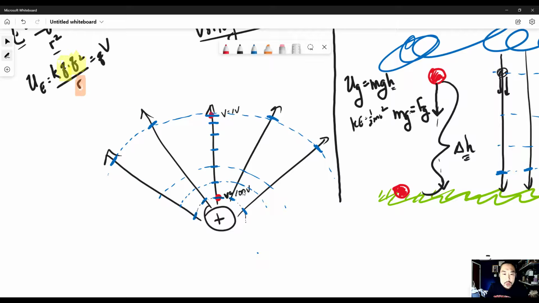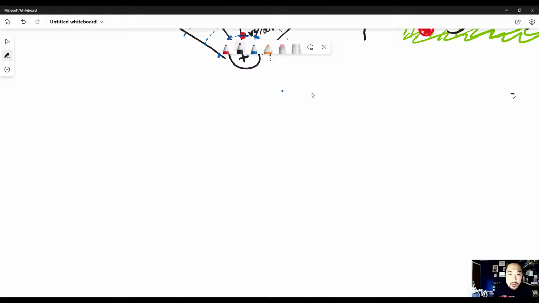As we see here, the field lines are always drawn radially out from the charge, and the equipotential lines are always perpendicular. Now, this is emanated from a single source. What if we have multiple sources? In this case, what if we have an entire line? Let me make that a little bit straighter. An entire line of positive charge.